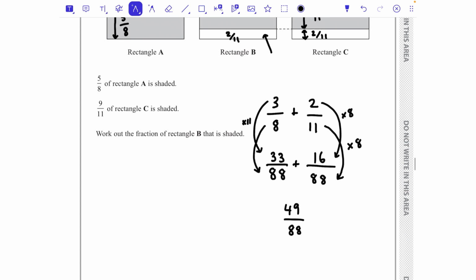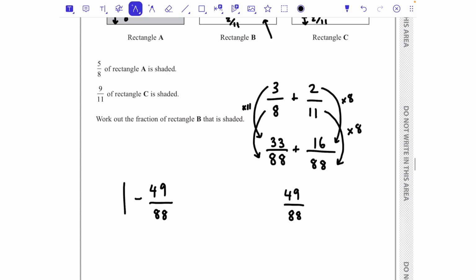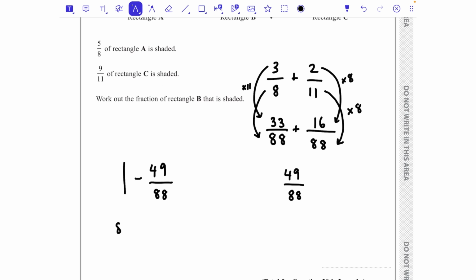So I want to do one whole, because the whole rectangle represents one whole, take away 49 out of 88. Now, how can I write one whole so that it's easy for me to take this fraction away? I'm going to write it as 88 over 88, because 88 over 88 is equal to one whole. If I take away 49 over 88, then I can just subtract that because my denominators are already the same.